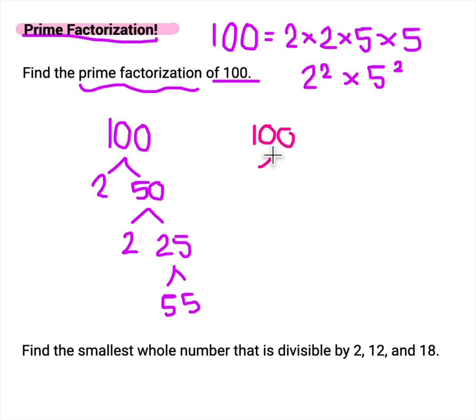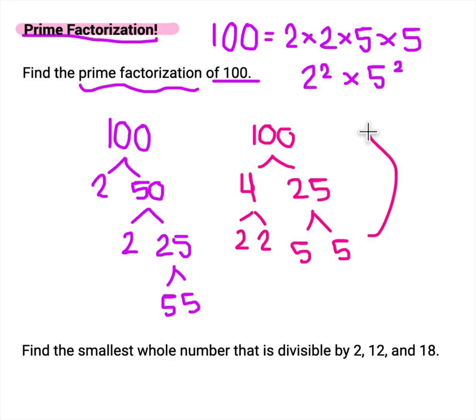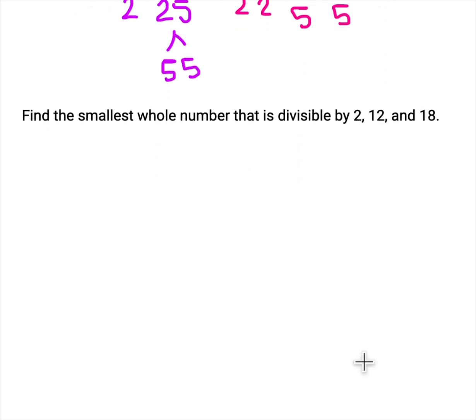And you also may be thinking, there's other ways to break down 100. So, for example, 4 and 25. If we break these down, however, we'll still get the same answer. We'll still get 5 times 5 is 25, and 2 times 2 is 4. And we will still get the same answer as above. So, any order doesn't matter, as long as you get the correct answer.